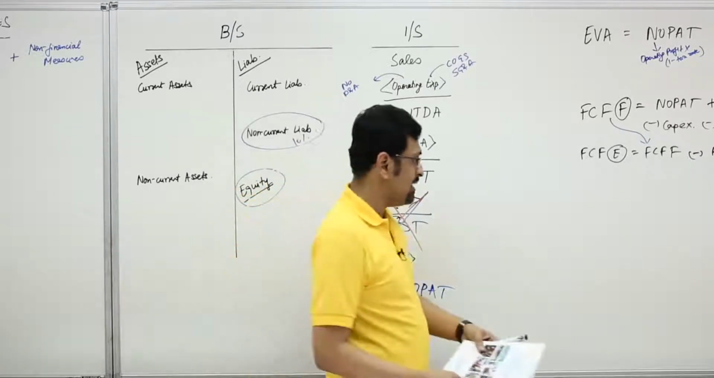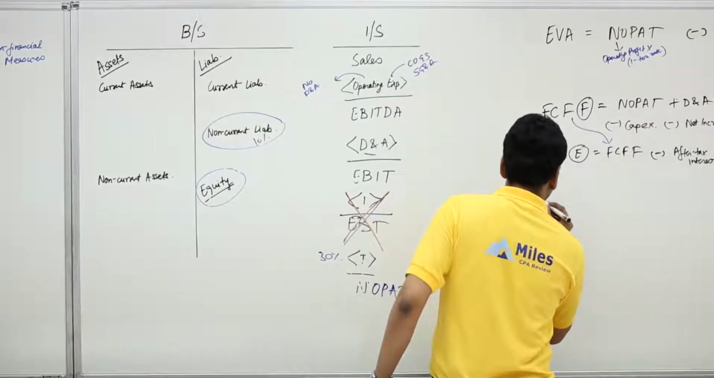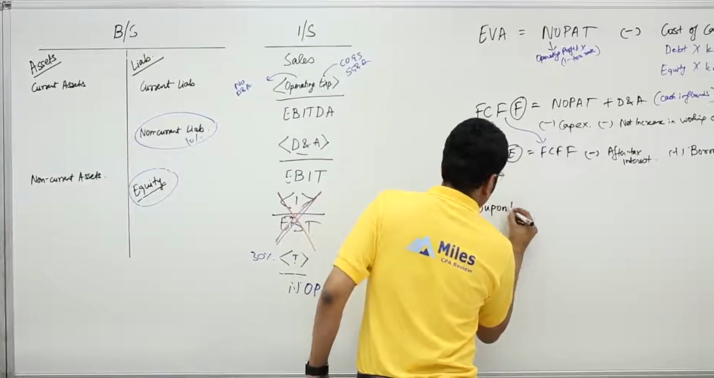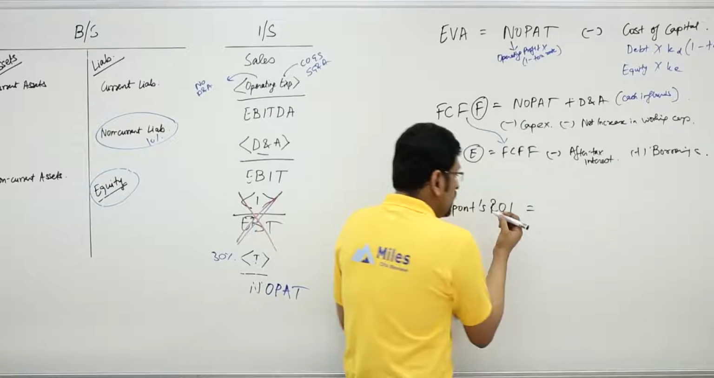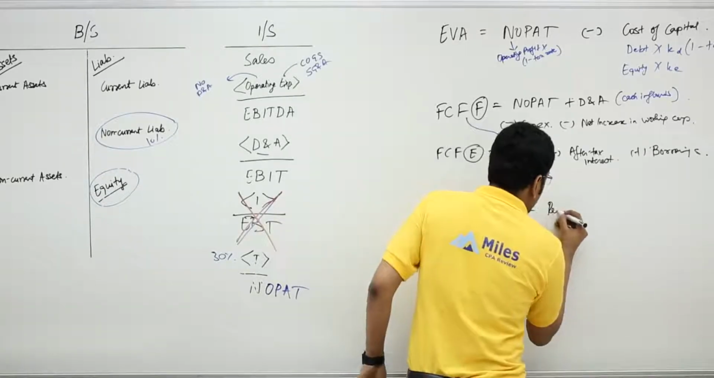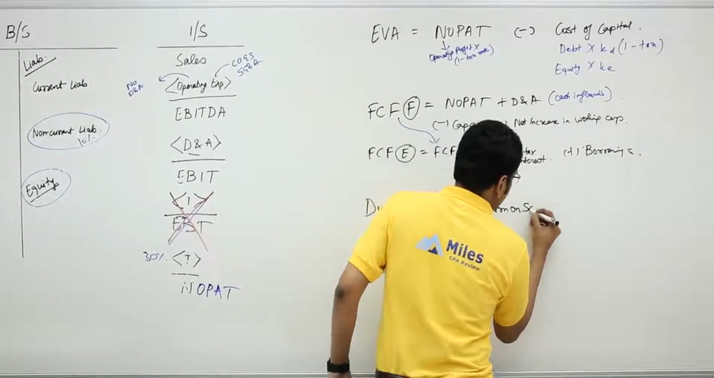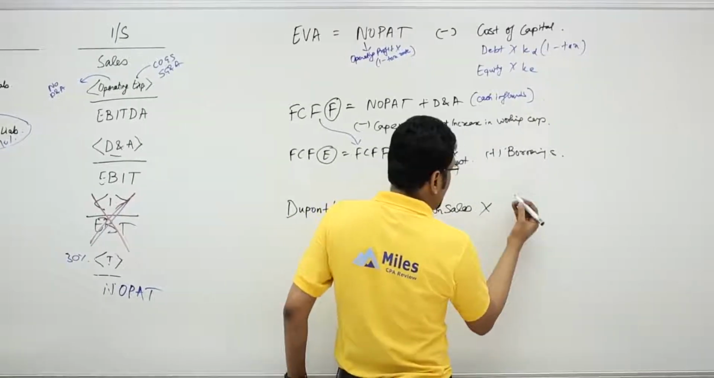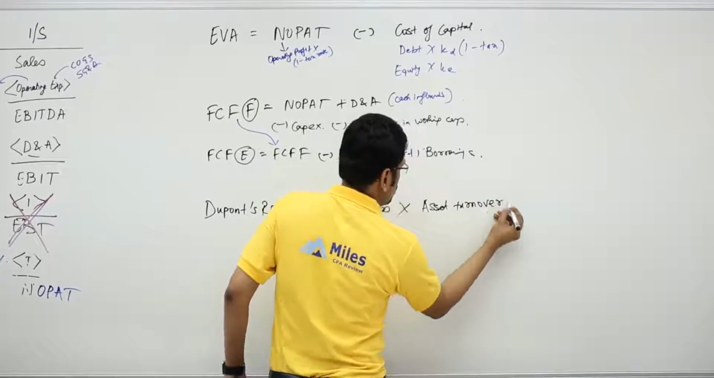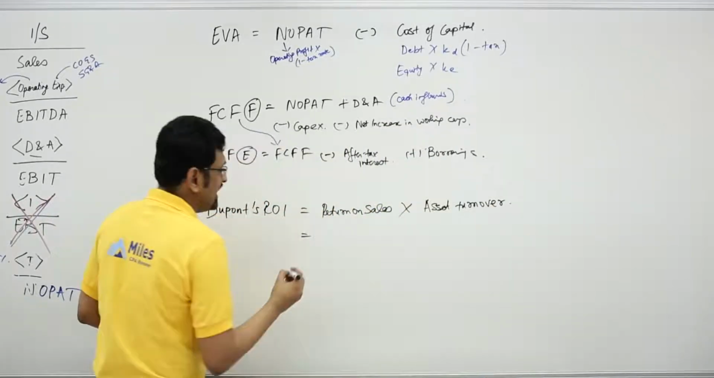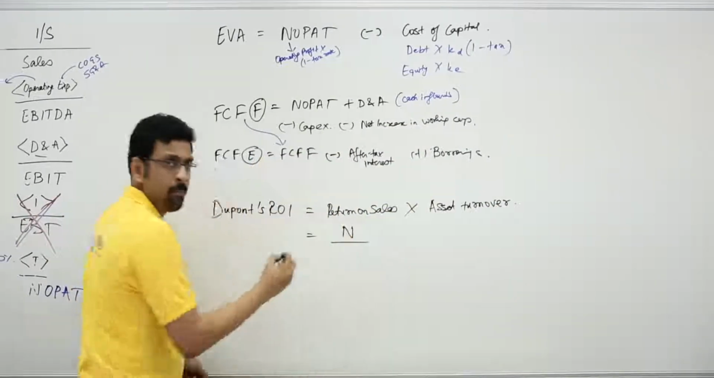So what this said is, return on investment is return on sales multiplied by asset turnover. So when you're looking at return on sales, we're looking at net income.